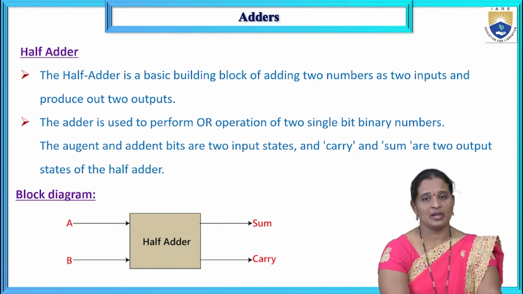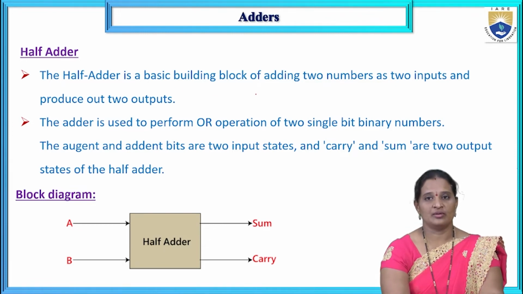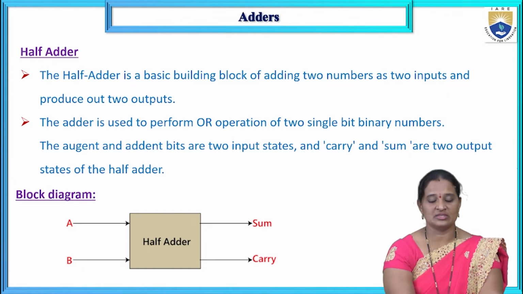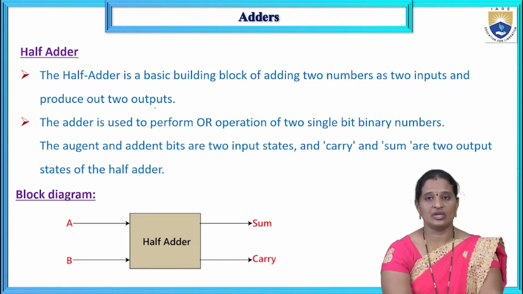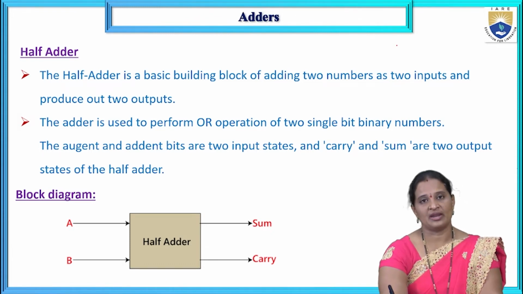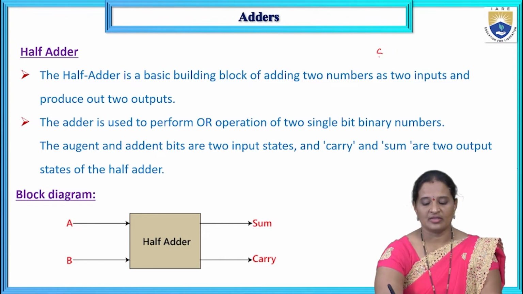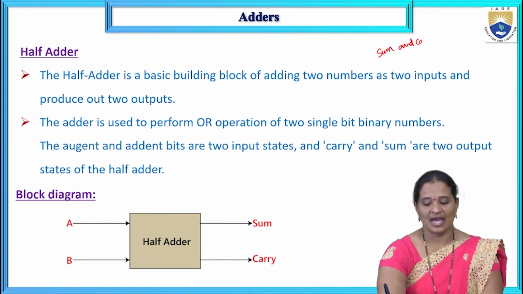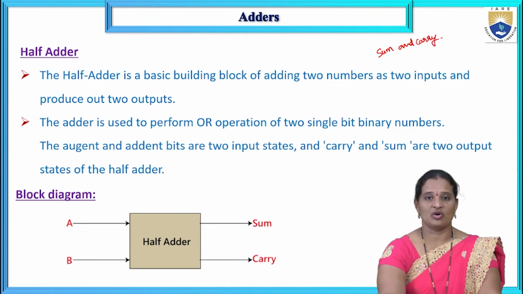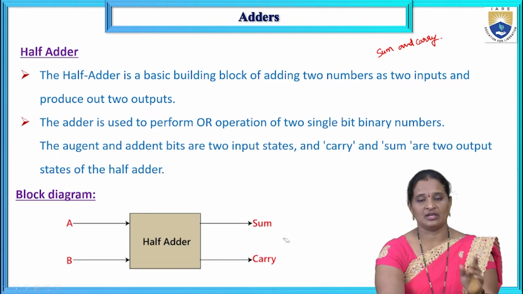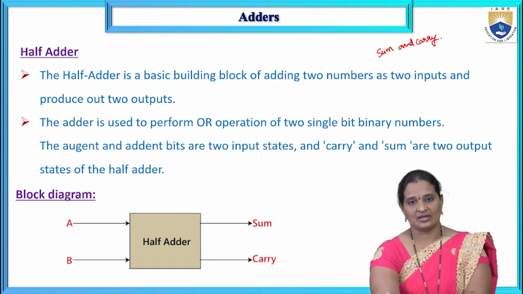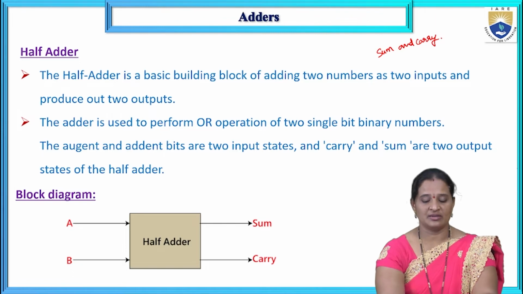First of all, the half adder. A half adder is the basic building block for adding 2 numbers, with 2 inputs and 2 outputs. Whenever we are performing addition, the 2 possible outputs are the sum and the carry. As it is a half adder, it can add only 2 bits of data at a time. So we can define the half adder as a basic building block of combinational circuits which can add 2 bits of binary data and produce 2 outputs: one is the sum and the other one is the carry output.